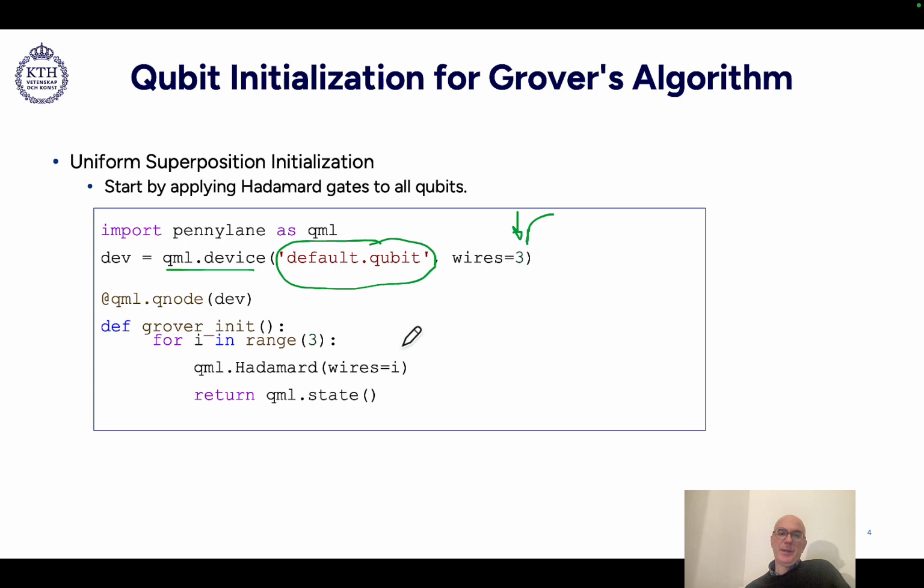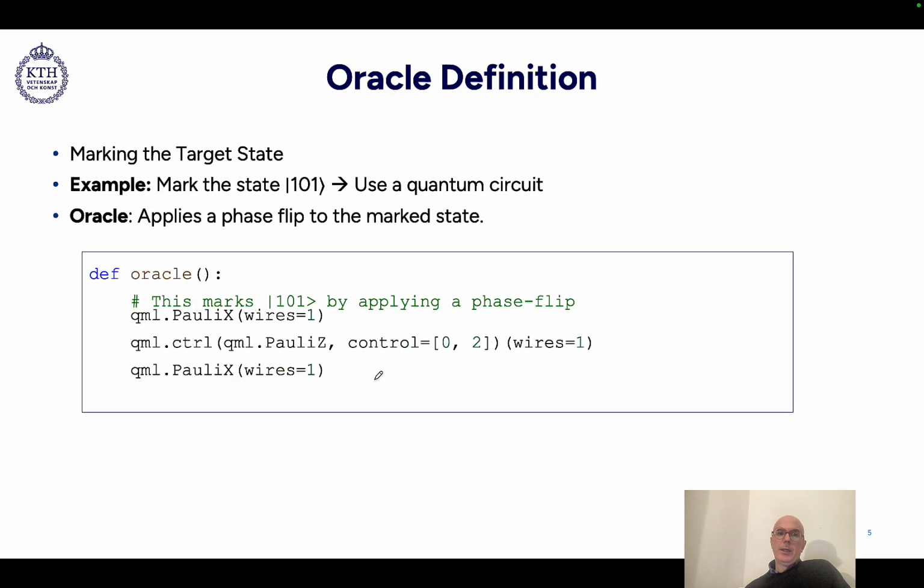The first step is very simple. We have 3 qubits, so we just apply the Hadamard gate on each wire or on each qubit. The oracle definition in this particular pedagogical implementation corresponds to marking a state. As I told you, we have 3 qubits, and therefore we are going to have 8 states, from state 0 to state 7.